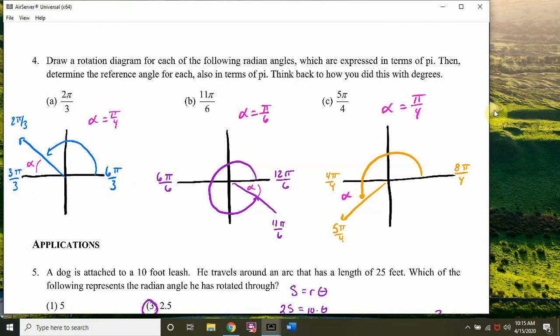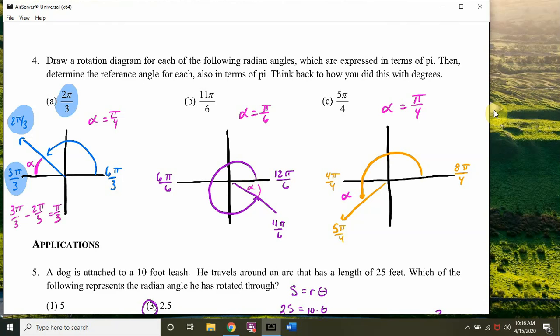So what that tells me is, if this is 3 pi over 3, an angle at 2 pi over 3 is going to be a little before that in quadrant 2. Then I subtract. Here's my reference angle in pink. How far apart are they? Well, 3 pi over 3 minus 2 pi over 3. With common denominators, we can subtract the tops, leaving us with an angle of 1 pi over 3.